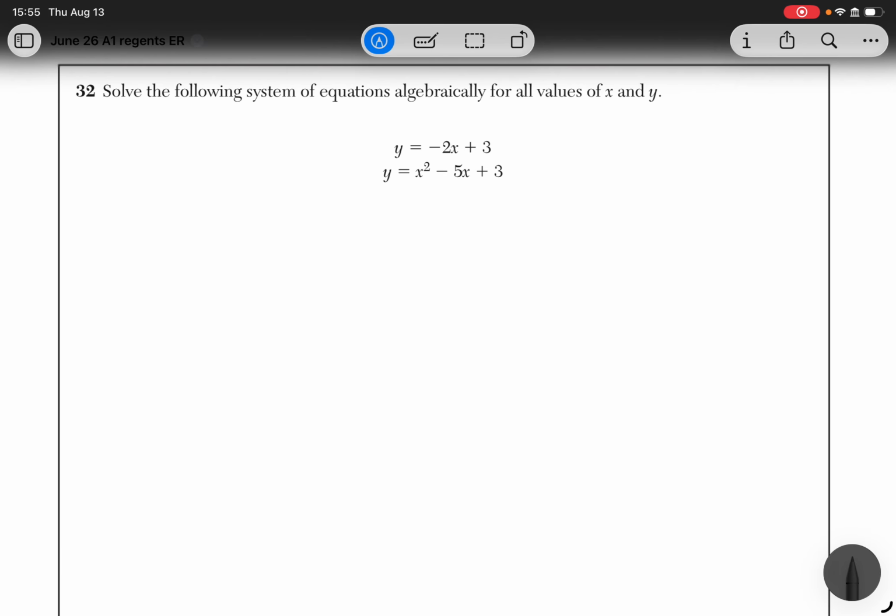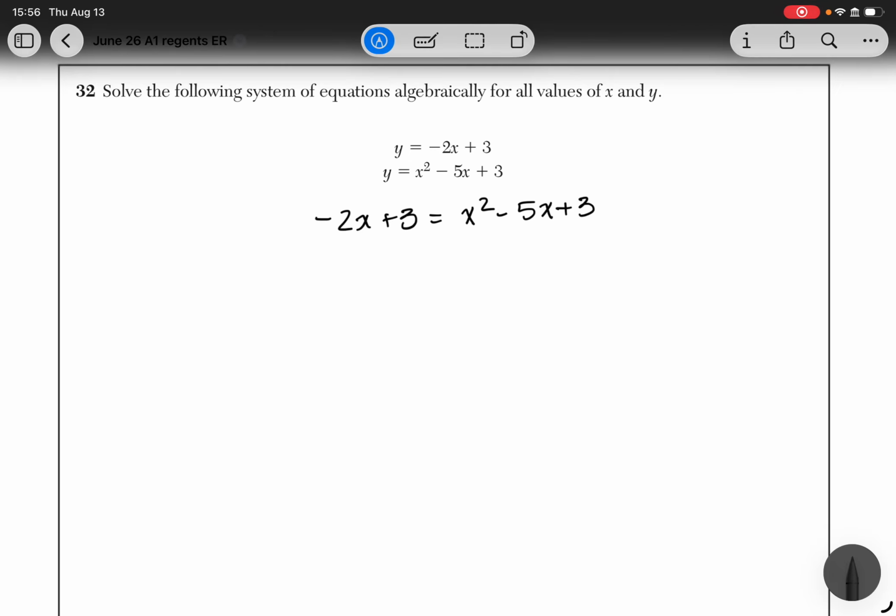Next up, we are solving a system of equations, this time algebraically, but we're solving for the values of x and y. This is a tedious question because we need to set the equation equal to 0, and there's going to be a little bit more work than typical. So first thing we want to do, since both equations equal y, and from what you know of systems of equations, we can just set both equal to each other. So we're going to rewrite this as negative 2x plus 3 equals x squared minus 5x plus 3.